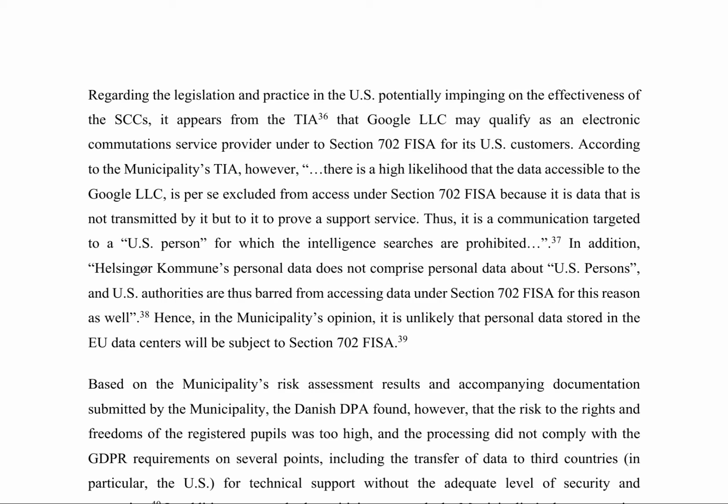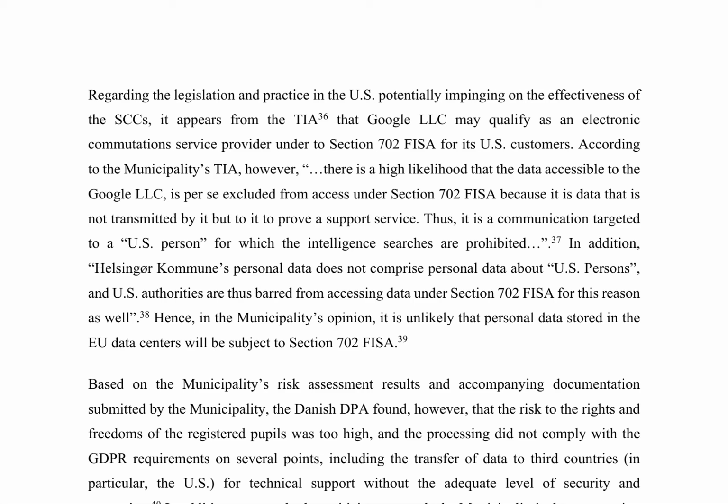The municipality of Helsingor conducted a risk assessment on using Google Workspace in schools, which involves data processing and transfer to the US for technical support. The Danish Data Protection Agency identified several violations of GDPR requirements, including inadequate security and protection for data transfers to third countries, particularly the US. Consequently, the agency banned such processing until it complies with GDPR.